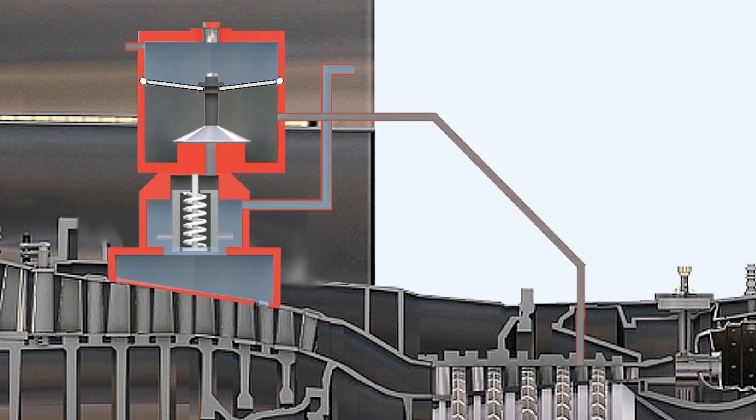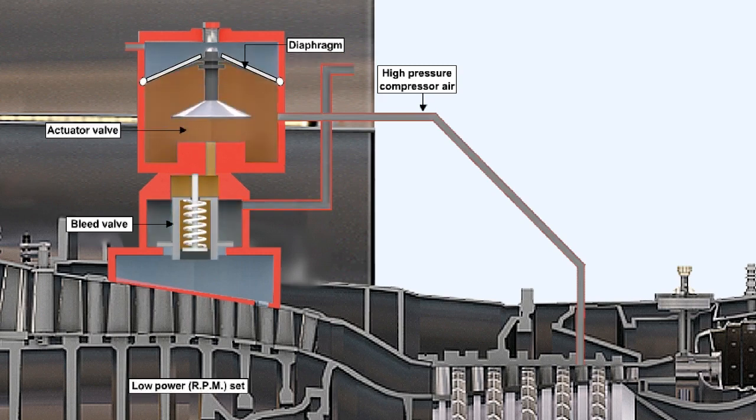This diagram shows a pneumatically operated compressor bleed fitted to the intermediate compressor section of a bypass engine. When the engine is operating at reasonably high power settings, the high pressure or HP compressor output will be high enough to lift the diaphragm in the actuator valve, allowing high-pressure air to maintain the bleed valve closed.